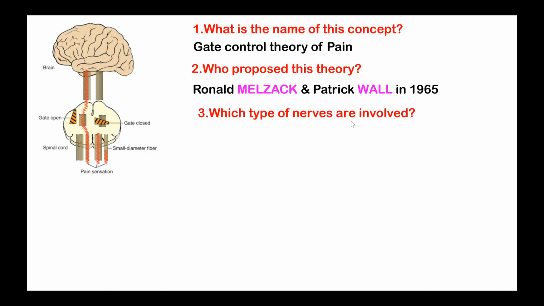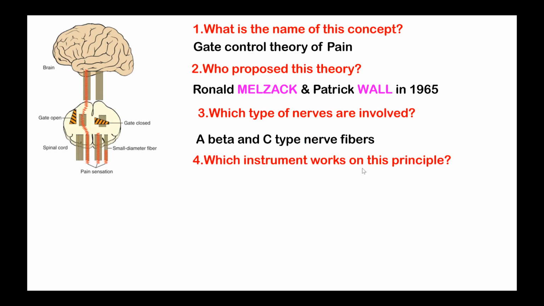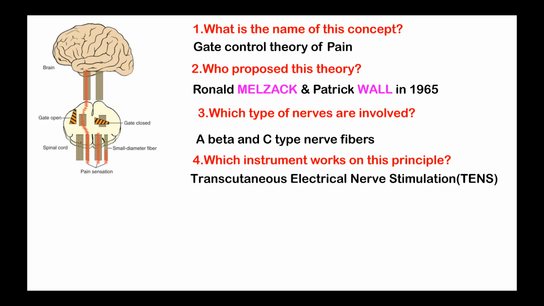Which types of nerves are involved in this process or concept? A beta fibers and C fibers. Okay, A beta and C fibers. Which instrument works on this principle of gate control theory of pain? Massagers, sir. Transcutaneous electrical nerve stimulation.